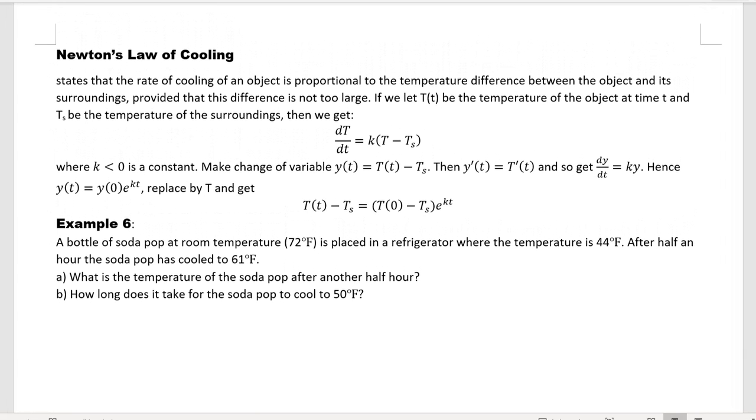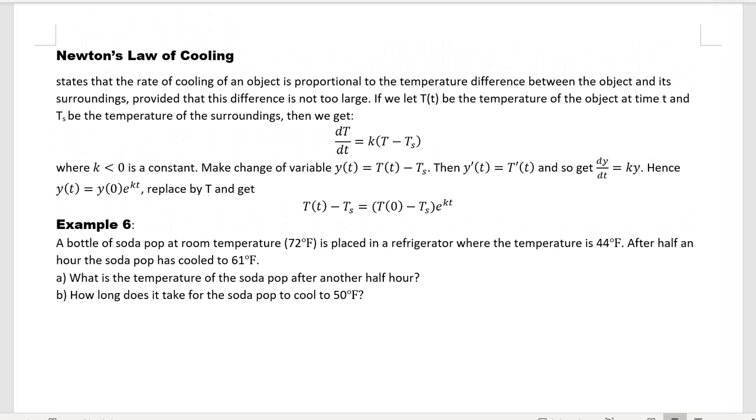So the next application, Newton's law of cooling. It states that the rate of cooling of an object is proportional to the temperature difference between the object and its surroundings, provided that this difference is not too large. If we let T of t be the temperature of the object at time t, and Ts be the temperature of the surroundings, then dT/dt, the derivative of the temperature with respect to time, is proportional to the difference. So k times T minus Ts, and here k is a constant. And we know k is going to be negative because the change is going to get smaller and smaller.